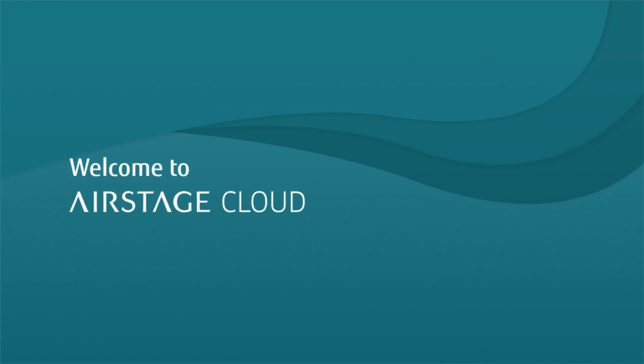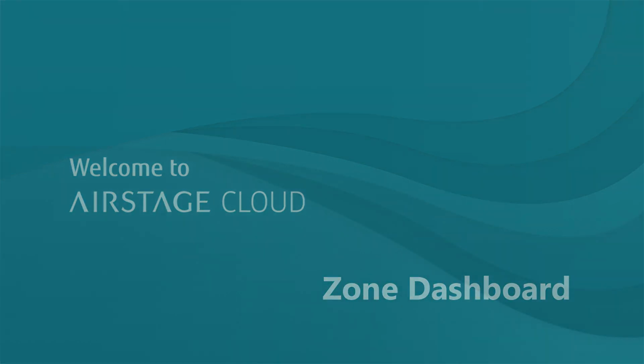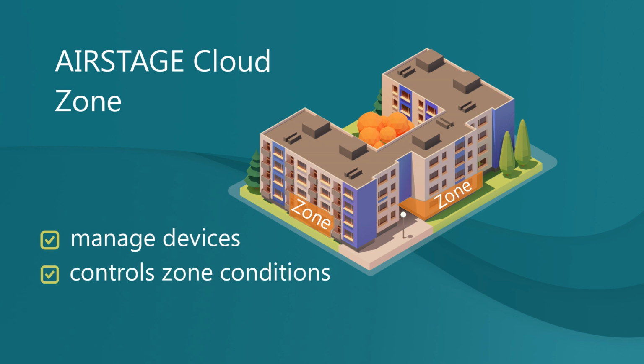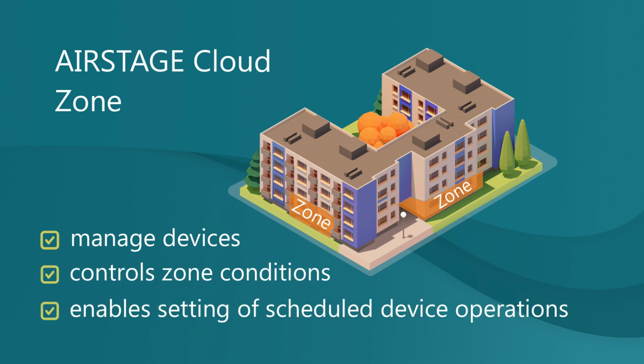In this video, we will review the zone dashboard. An AirStage Cloud zone is defined as a physical space located at a specific site. It serves as the fundamental facilities unit within the AirStage Cloud. Each zone has its own monitoring and zonal control system to maintain the desired conditions. The zone dashboard helps to manage devices, controls zone conditions, and enables setting of scheduled device operations.